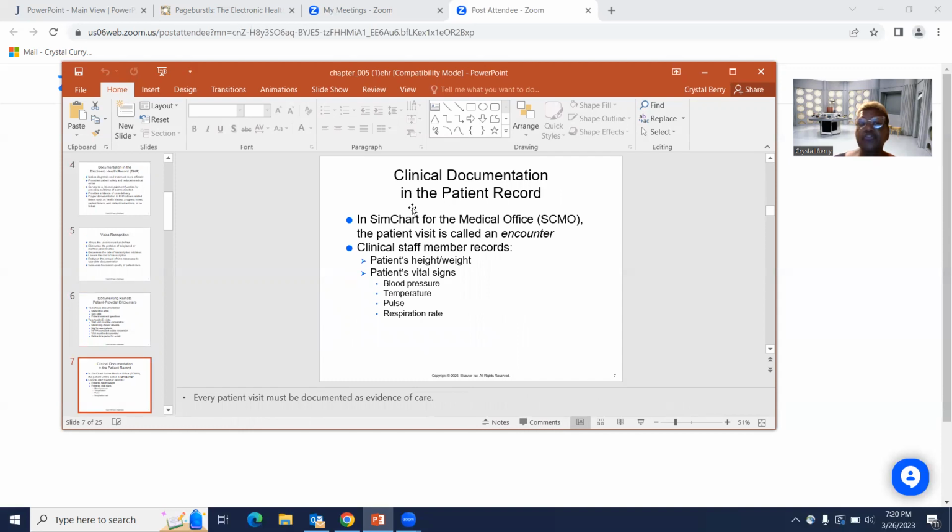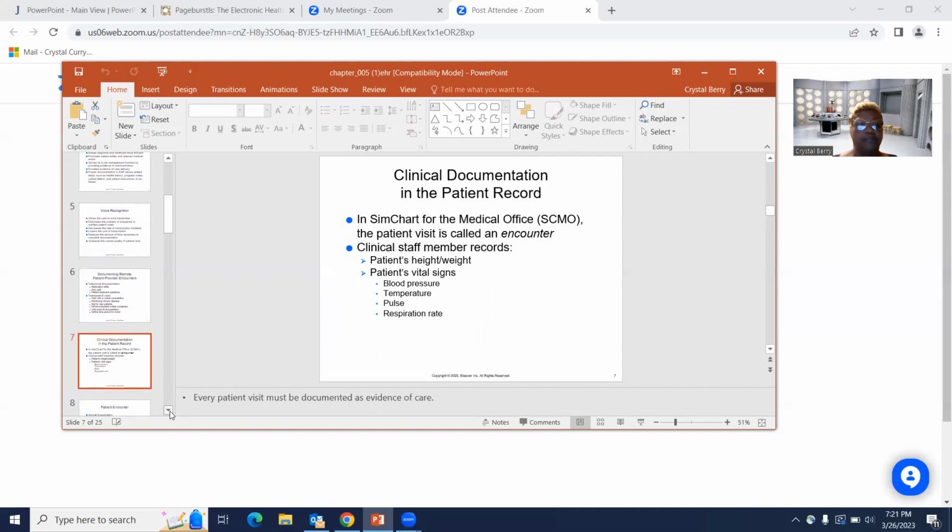Clinical documentation in the patient record. In SimChart for the medical office, which is SCMO, the patient visit is called an encounter. So remember, in clinical documentation in SCMO, the patient visit is called an encounter. Clinical staff members record patient's height, weight, and vital signs: blood pressure, temperature, pulse, and respiration rate.